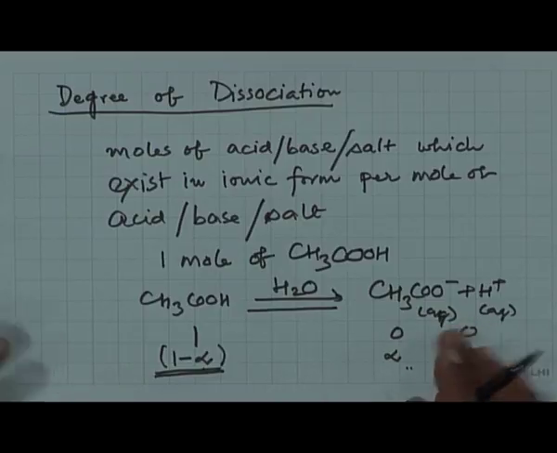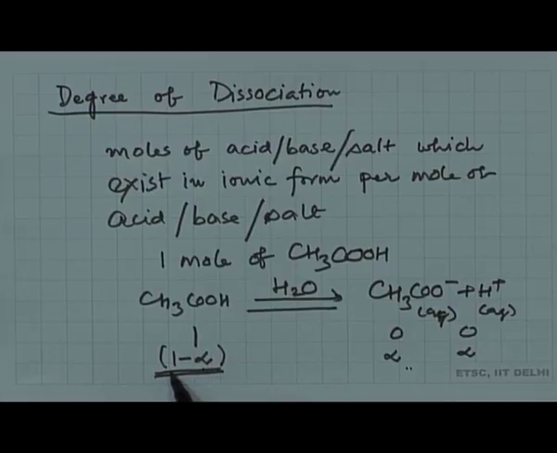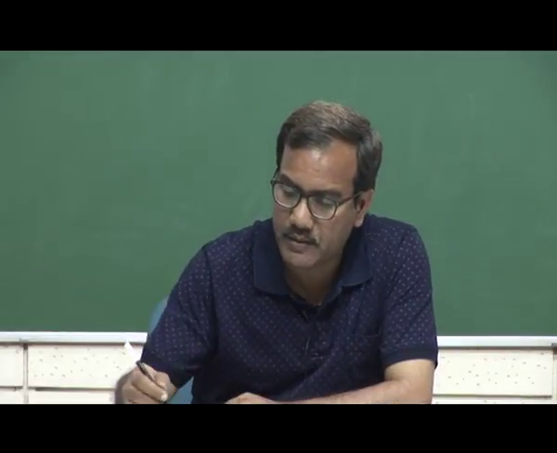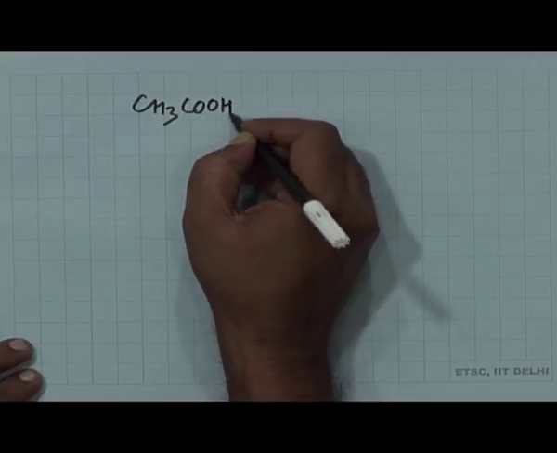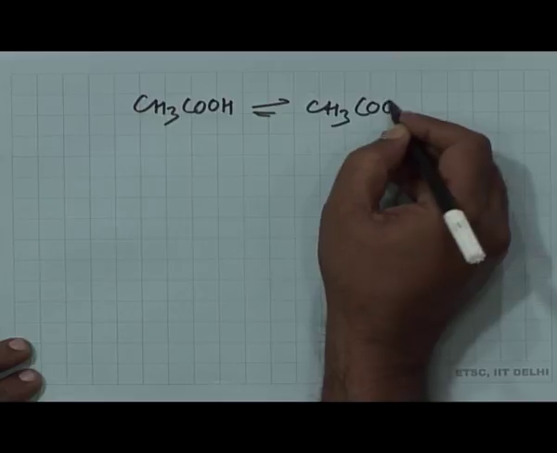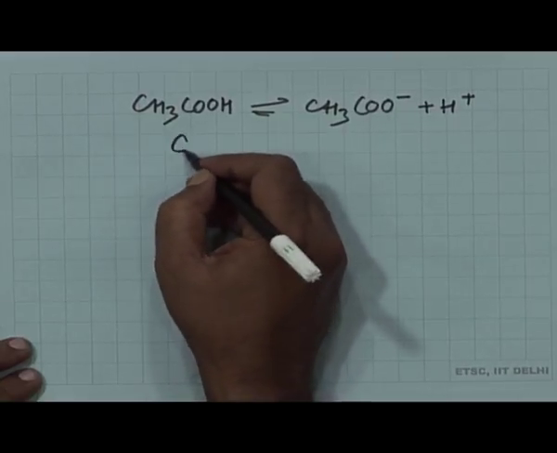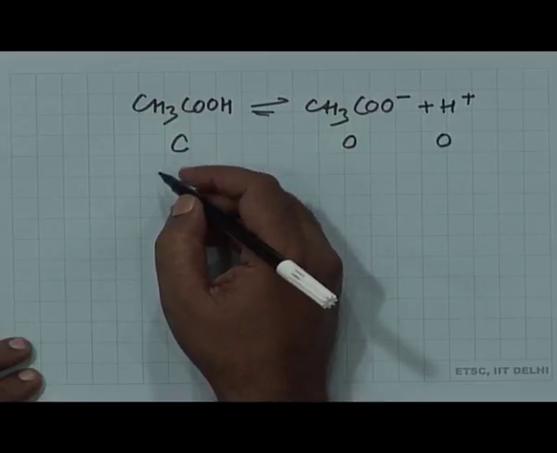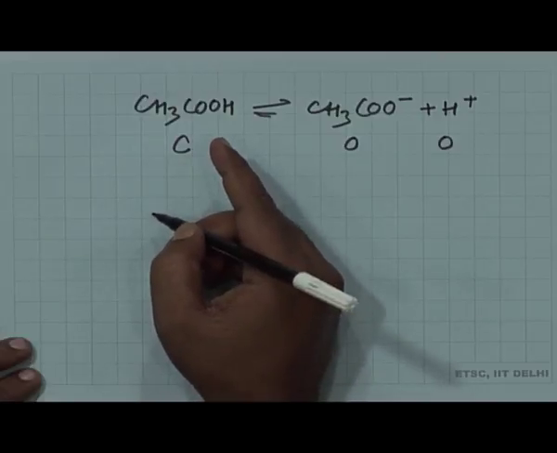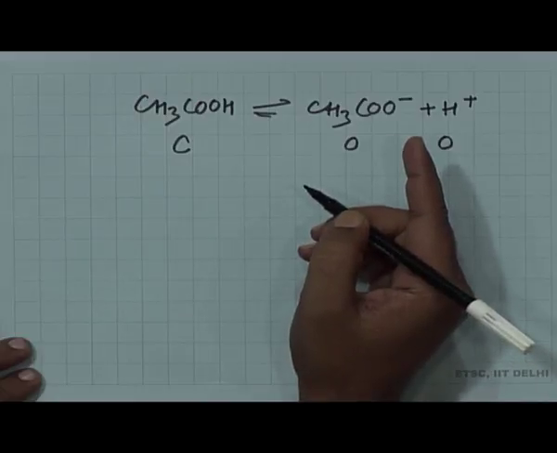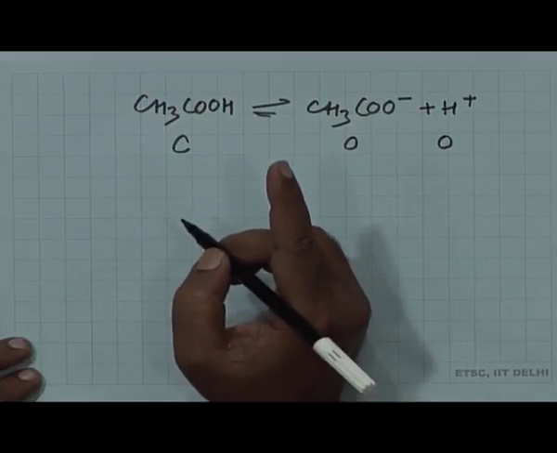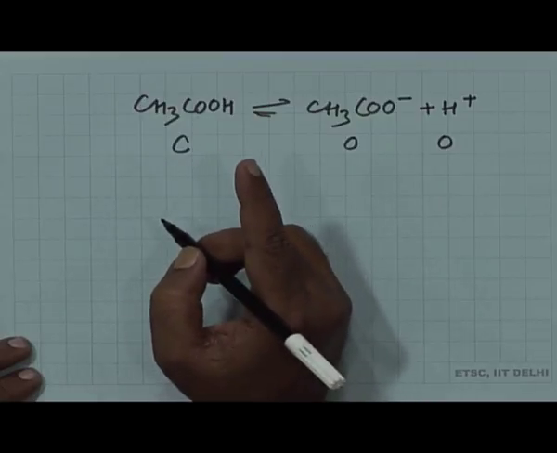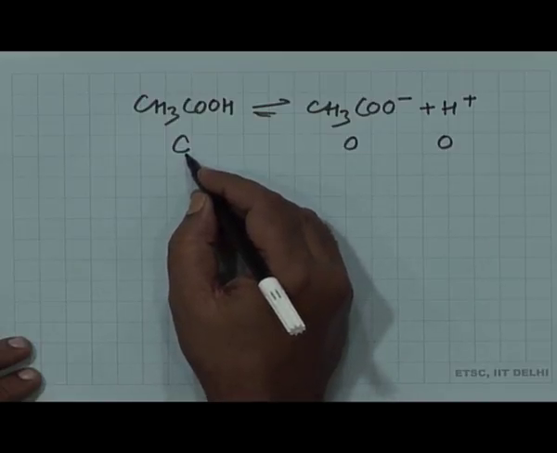Here alpha is the degree of dissociation, since alpha mole out of a total of 1 mole of acetic acid has gone into solution. Suppose I take another concentration: CH3COOH going to CH3COO minus plus H plus. I started with C, 0, 0. We know that alpha is the amount of CH3COOH which has gone to ionic form per mole of acetic acid.